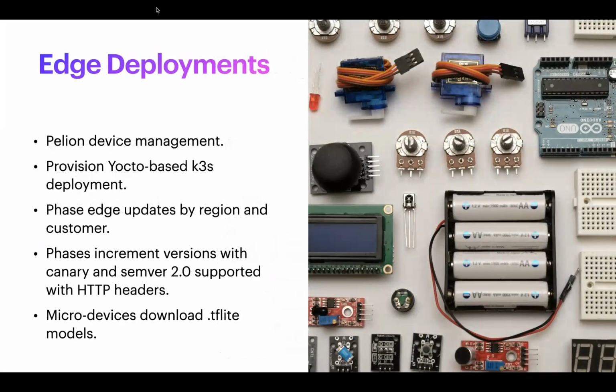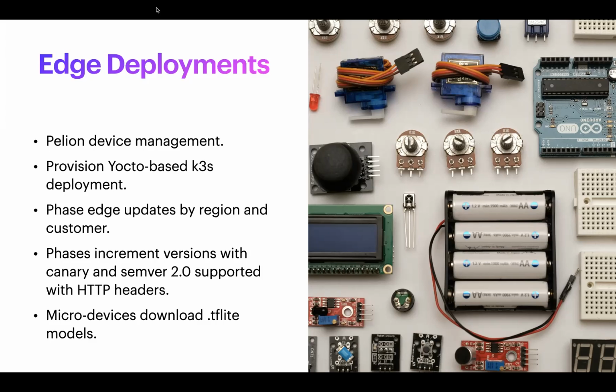So the edge deployment, again, Pelion device management and Yocto, but when we're rolling out things, we're doing it with phased edge deployments. So we can schedule what's happening. For example, if we pick Kenya as a region, we can say Kenya's getting an update next week, but the rest of the world's not going to get it for another month. And then it allows us to manage those rollouts a bit more effectively.